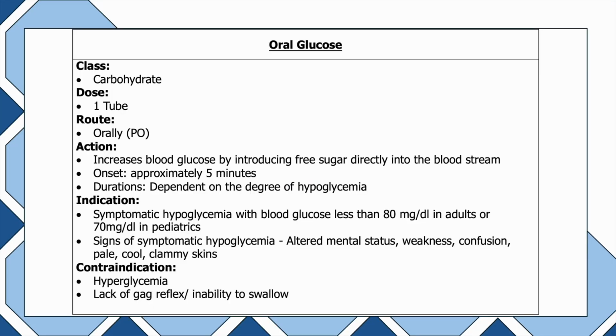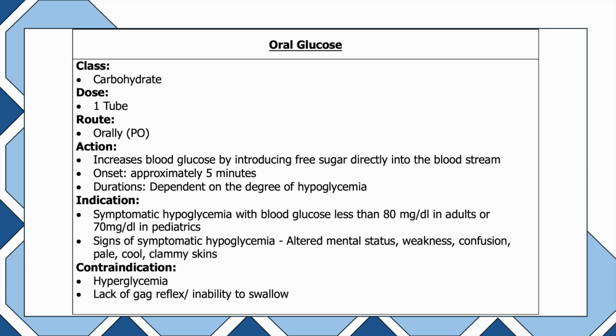This is Johnny from SoCal EMS, and the medication we're going to discuss today is going to be oral glucose. Oral glucose is a medication that is indicated for someone who is hypoglycemic. Signs and symptoms of your hypoglycemic patient could be altered level of consciousness, pale, cool, clammy skin, and depending on the severity, this patient could potentially be unconscious.